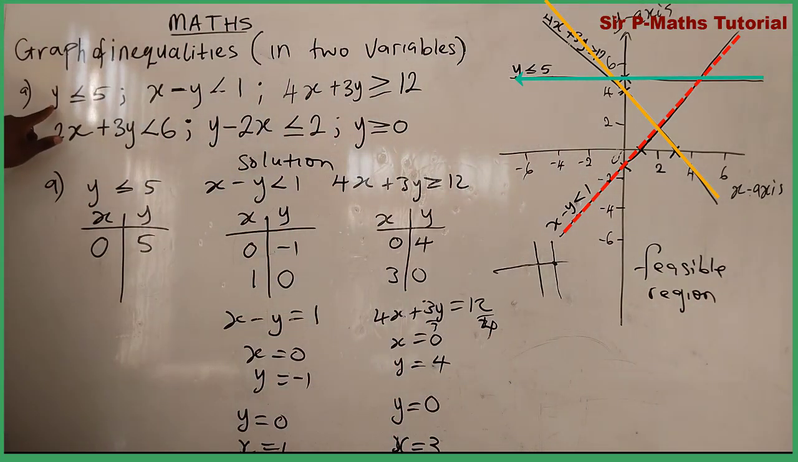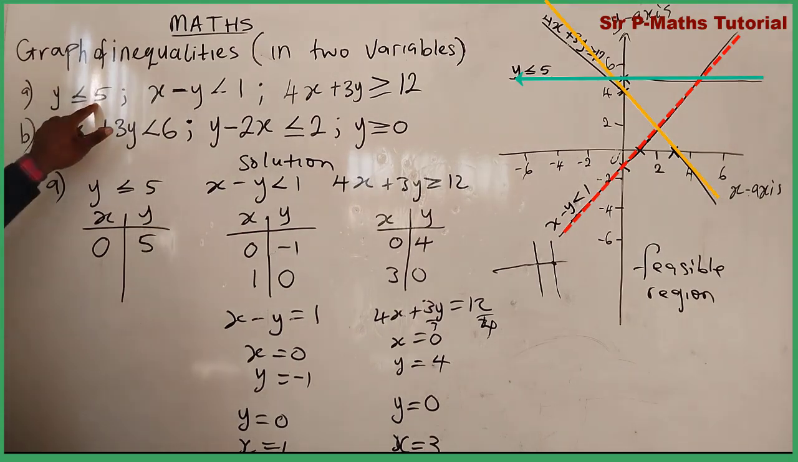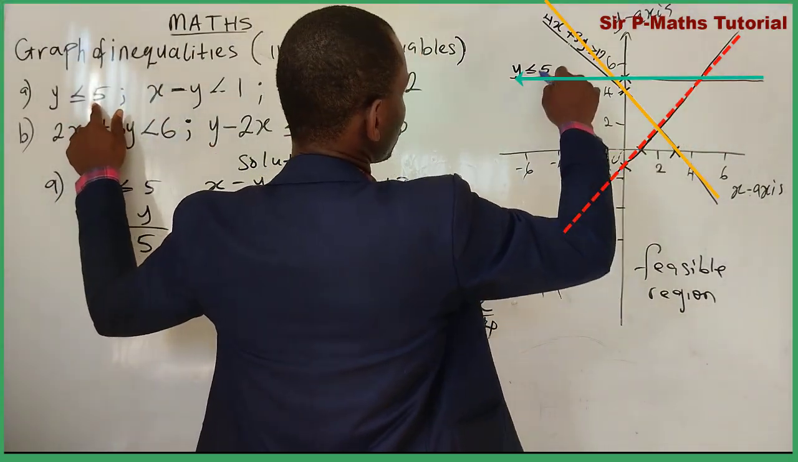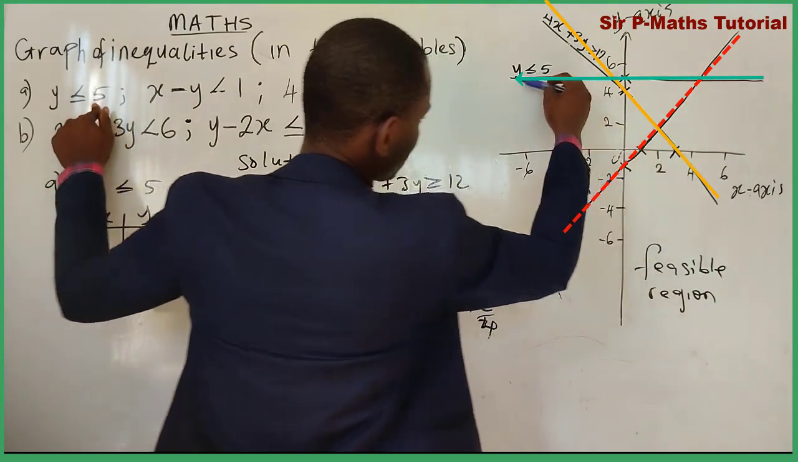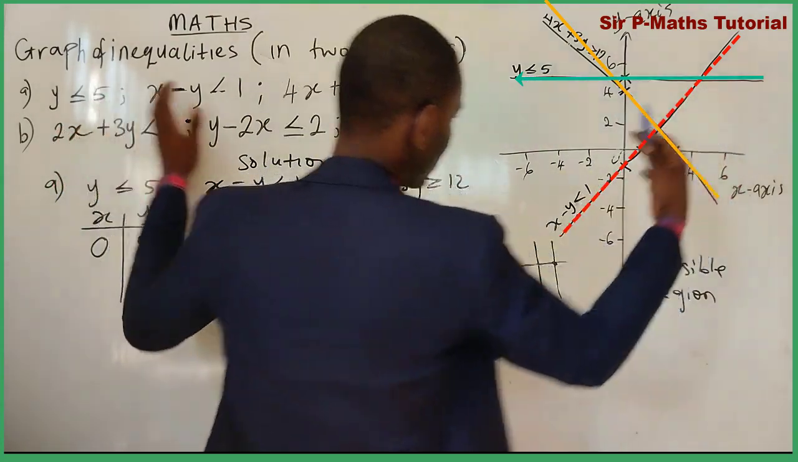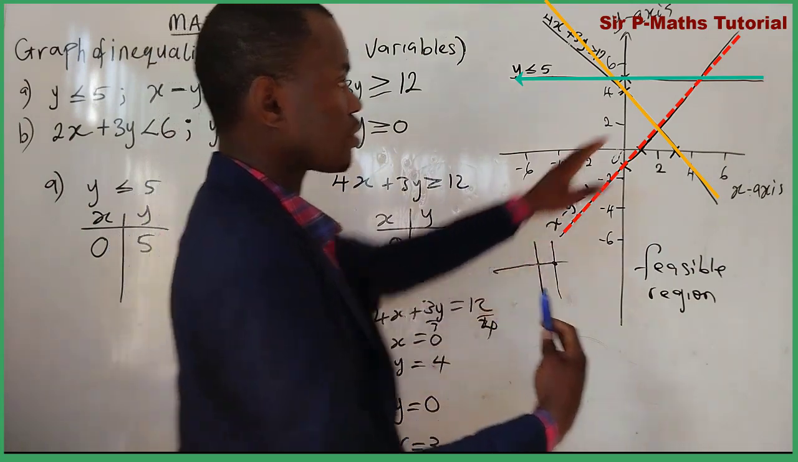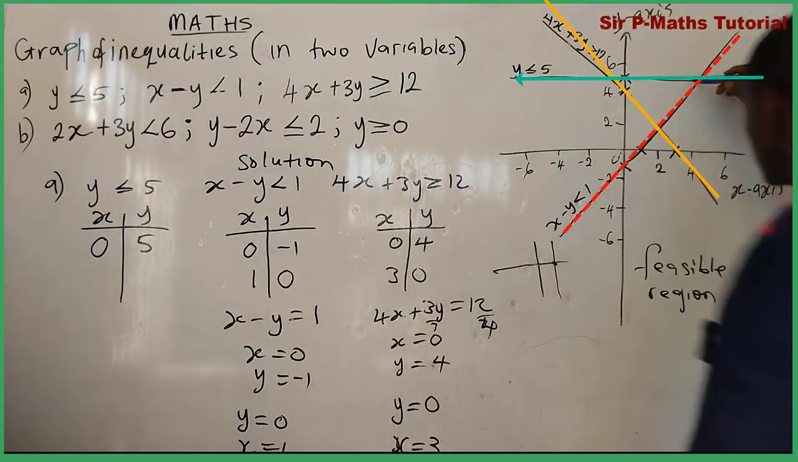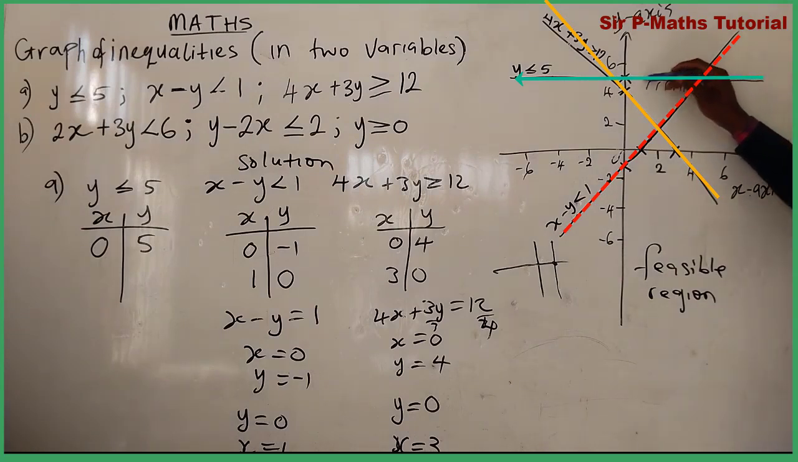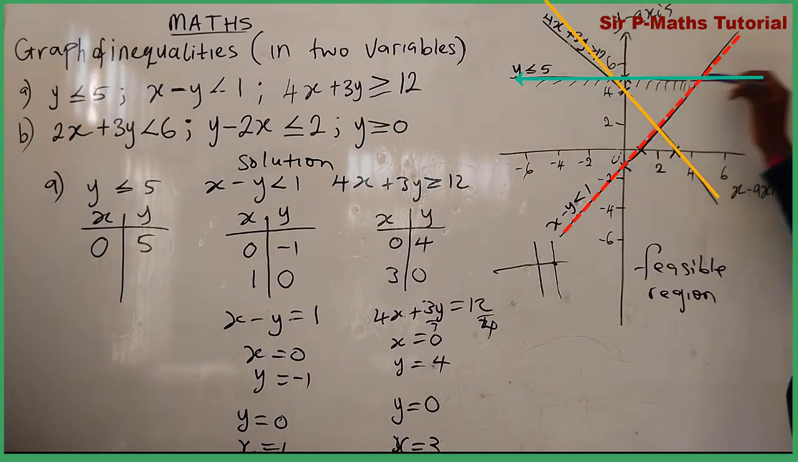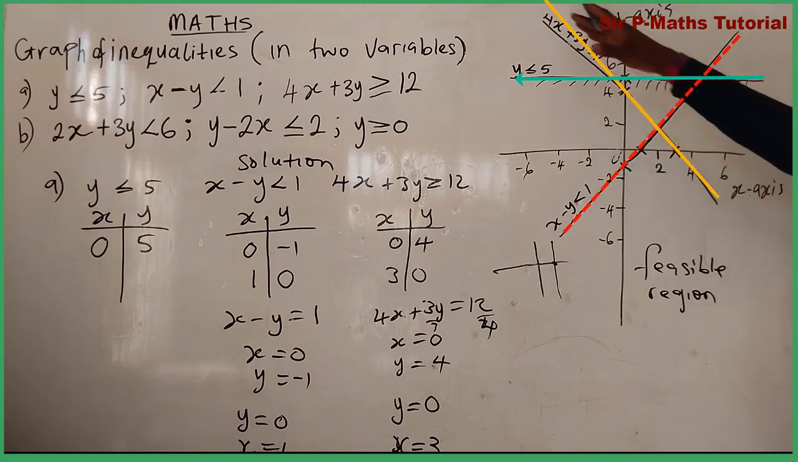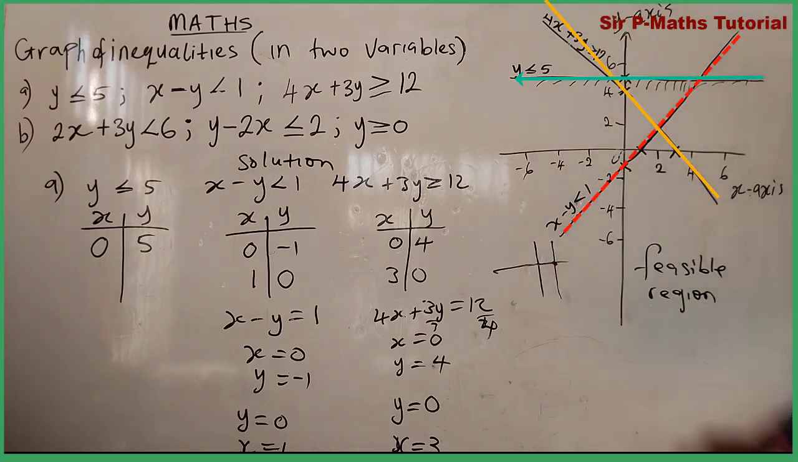So to produce that, we consider the inequalities. The first one, I have y less than or equal to 5. Remember, when you have less than and you have a horizontal line, you shade under the line. But I'm not going to be shading here because I'm looking for a region produced by the three of them, which will fall around inside here. Or let's produce and see. So for this one, it will be somewhere here.